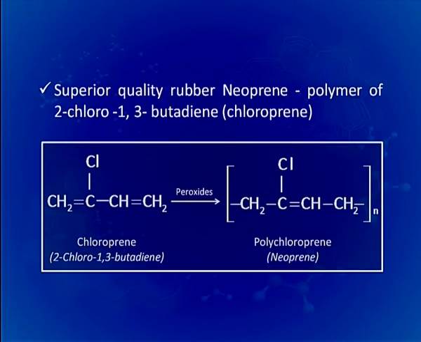Superior quality rubber is neoprene, which is the polymer of chloroprene. There is a slight difference between isoprene and chloroprene. In isoprene the CH3 group is present at this position. We have substituted CH3 by Cl. So, the monomeric unit is chloroprene, which is also known as 2-chloro-1,3-butadiene. In the presence of peroxide, as we are progressing our reaction through a free radical mechanism, we will be getting polychloroprene, which is commonly known as neoprene.